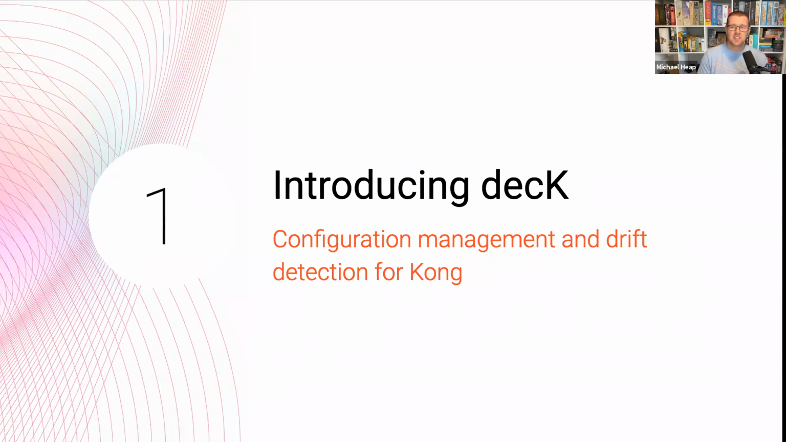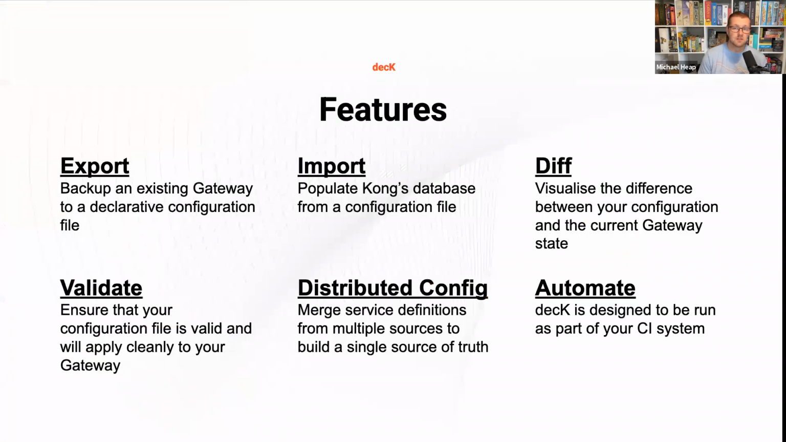Let's start by introducing decK, which is a configuration management and drift detection tool for Kong. Well, that's a bit of a mouthful. So what does it actually mean? Well, decK can both export and import your service configuration, providing backups and a way to see your state as a text file. It can run a diff between your proposed configuration and your actual config. It can validate a declarative configuration file, and it can automate distributed configuration changes in a CI/CD platform.